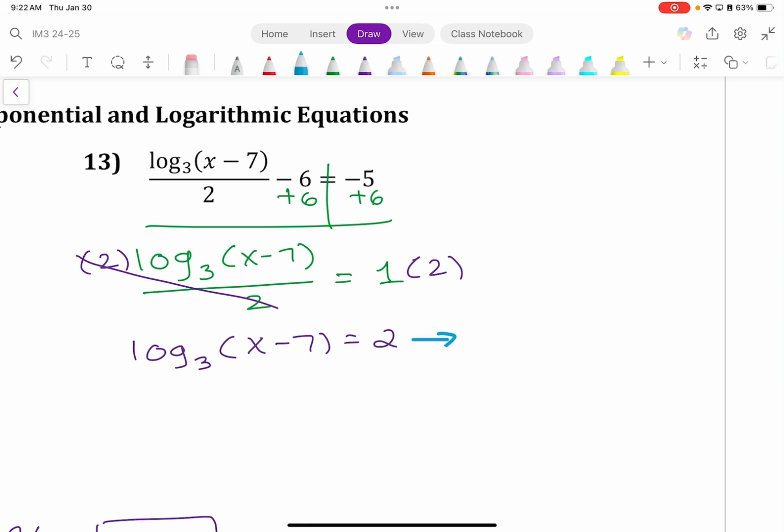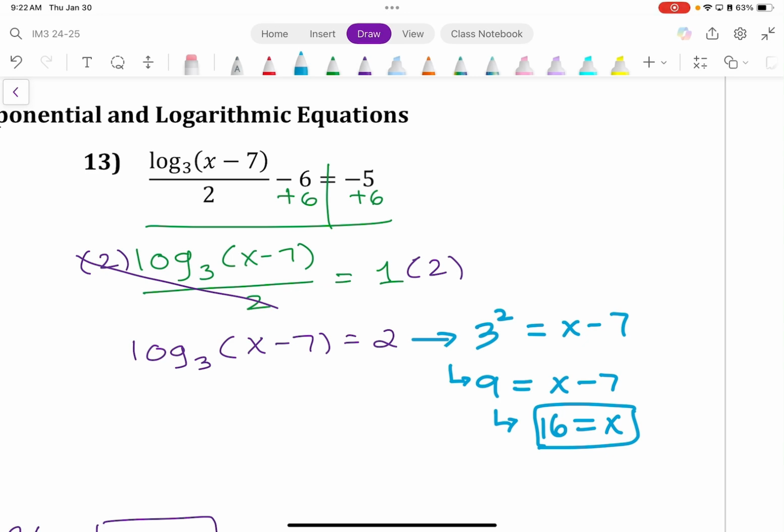At this point, we can switch from logarithm to exponential. 3 squared equals x minus 7. Three squared is 9. 9 equals x minus 7. 16 is equal to x. And so that's how we get our answer.